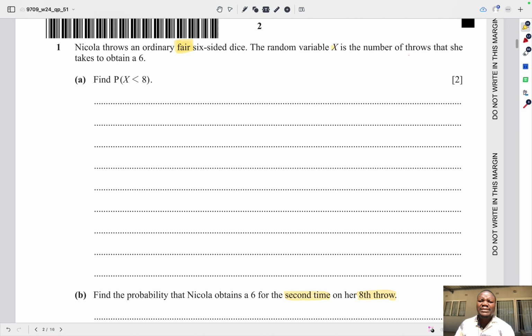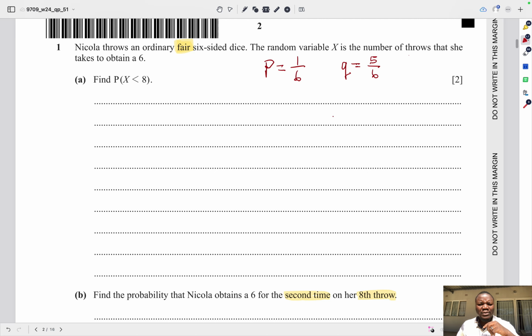Now they've actually given us the number of interest. They are saying the random variable we are interested in is when we throw a 6. So now a 6 is our probability of success. This should mean our p in this case is 1/6. And when we obtain any other number other than a 6, that should be considered as failure, which is 5/6.